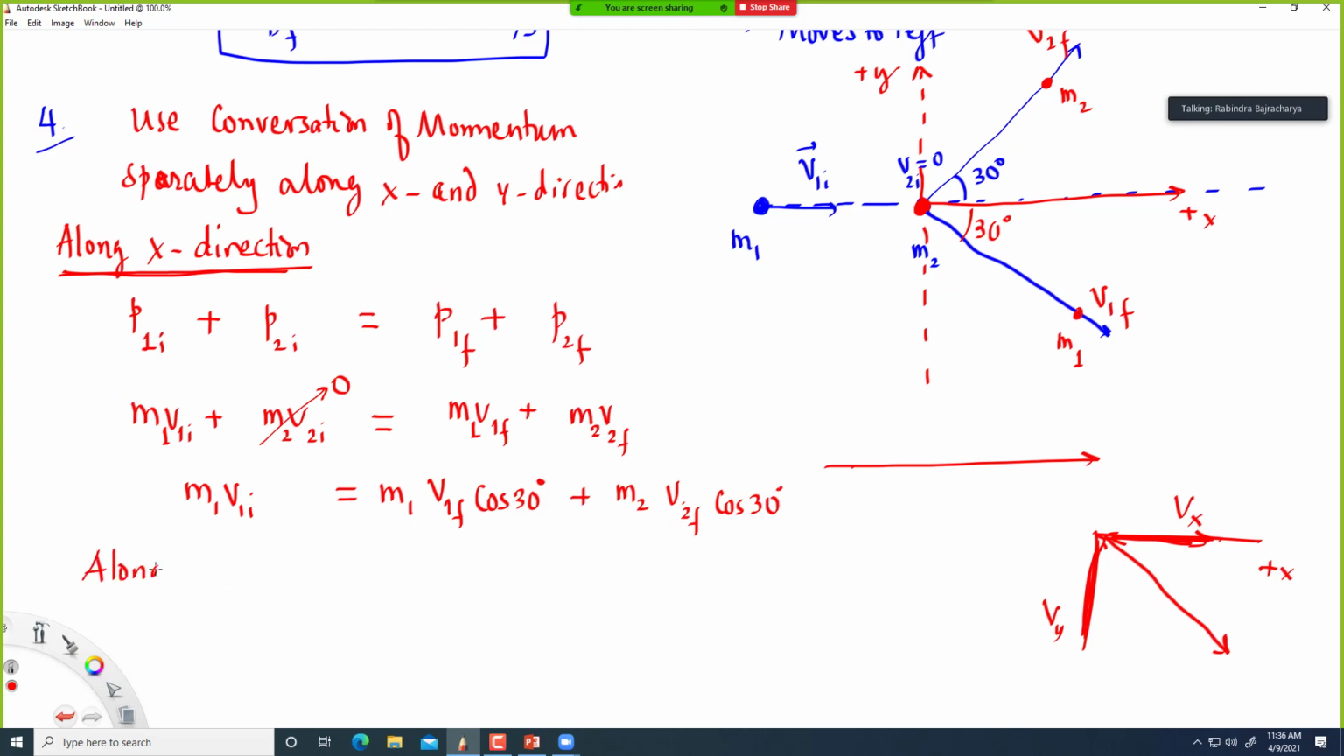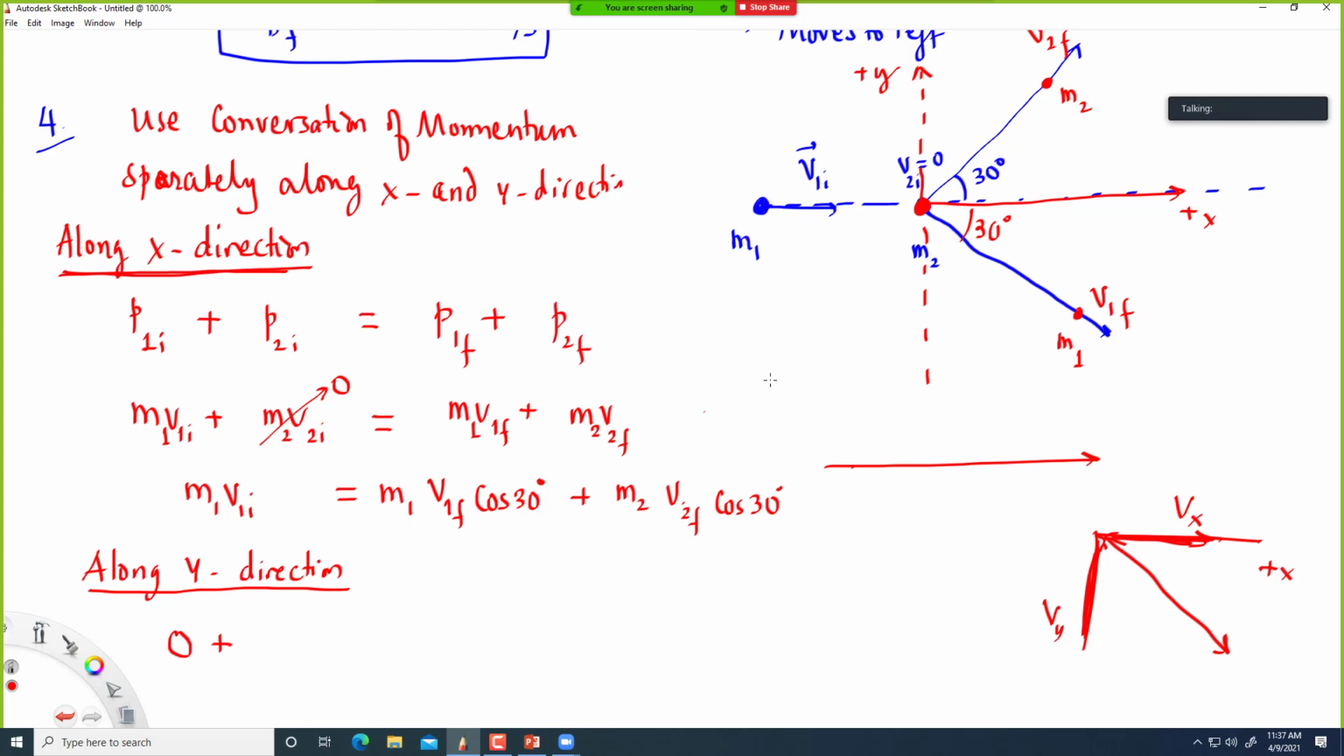So we'll see that along the y direction. So in the y direction, this one doesn't have any y component. It's all along the x direction. So that means the y component of the momentum is 0 for this one.